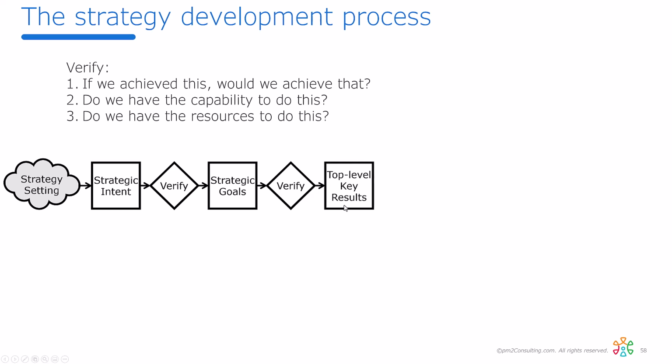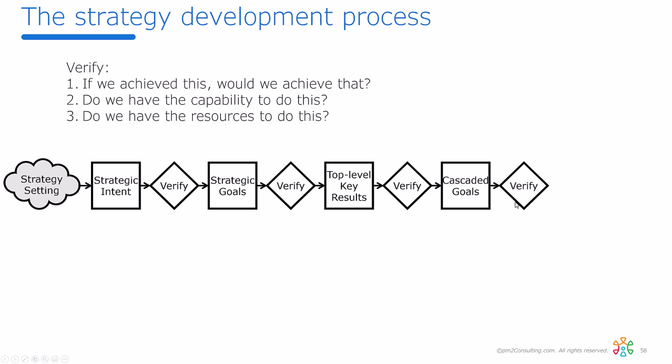What are the top level key results? What would I see more of or less of as I move towards these goals? And I now need to verify. If I did this, would I achieve that? And it keeps on going. Once I've got the top level key results, I might need to cascade it down to departments. And once I've done the departments, I verify if I got the department cascaded goals, would I get the top level goals in terms of strategic goals to get the strategic intent? If yes, then what are the cascaded key results? And guess what we do after that? We verify. If I get those departmental key results, do I achieve these departmental cascaded goals, and so forth. And this might go on for several layers depending how deep your organization is.